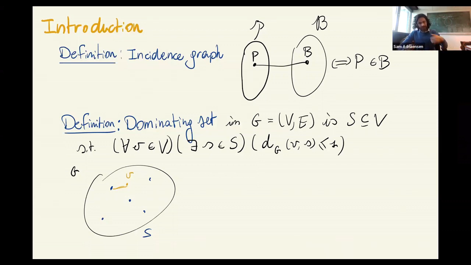And if you have a dominating set, well, if you enlarge it, so if you go to a superset, it will still be a dominating set. So the interesting question is the ones which are small. In particular, we're interested in the size and structure of the smallest ones.